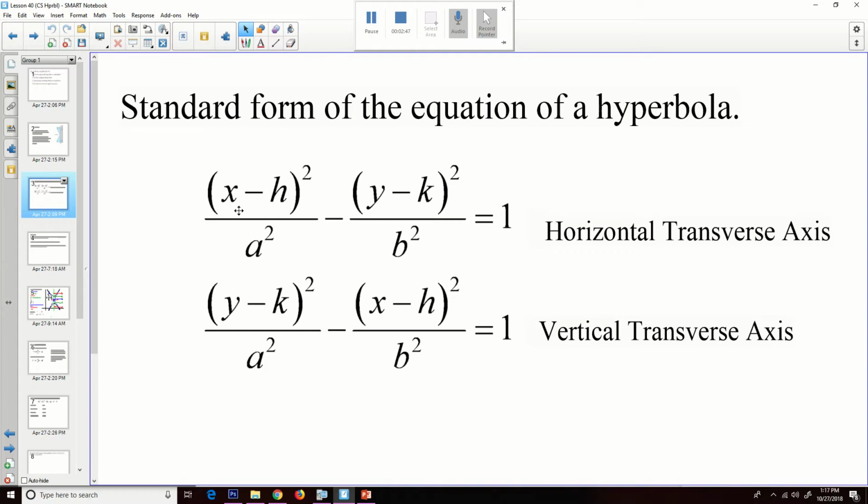So if the x's come first in a hyperbola, it is a horizontal transverse axis, and if the y's come first in a hyperbola, then it is a vertical transverse axis. And I know that that can be difficult for students, so please make sure that you make that distinction.